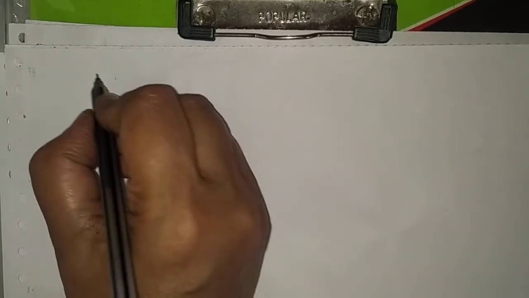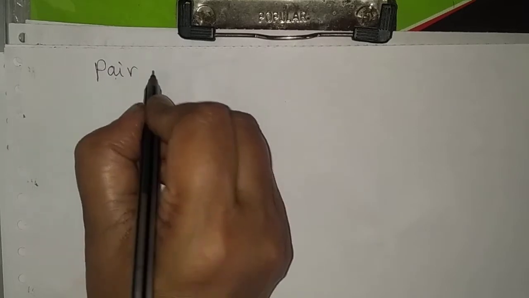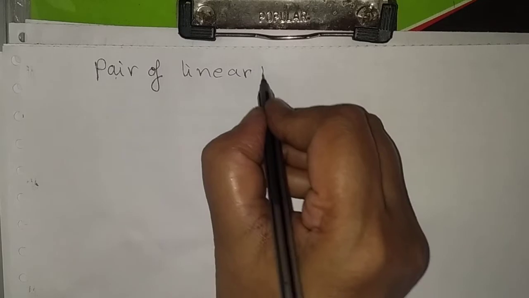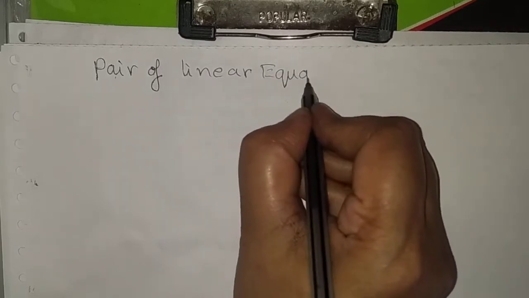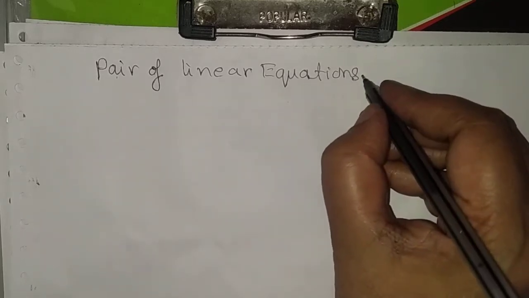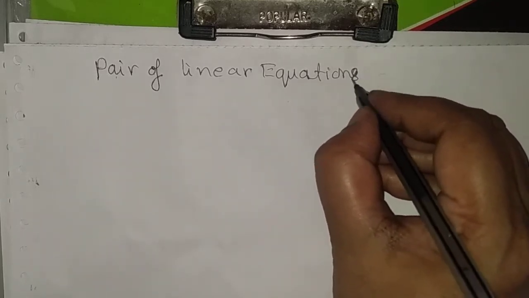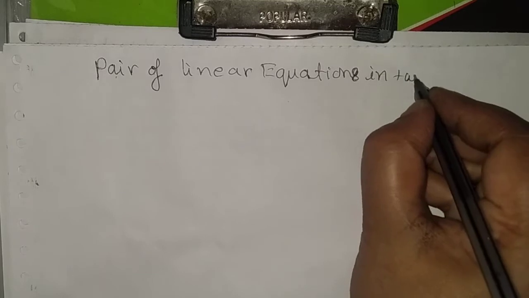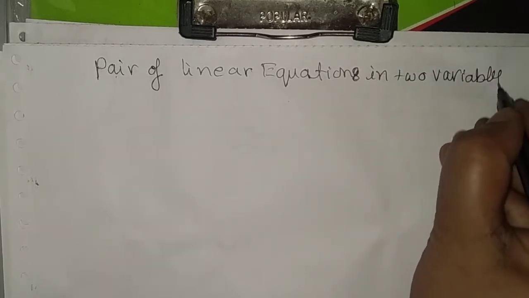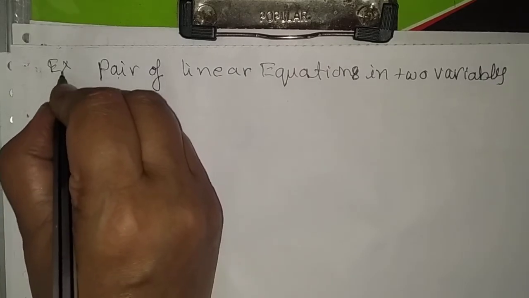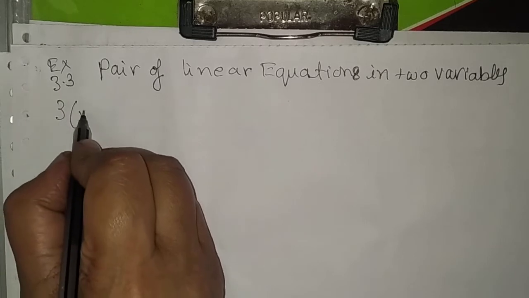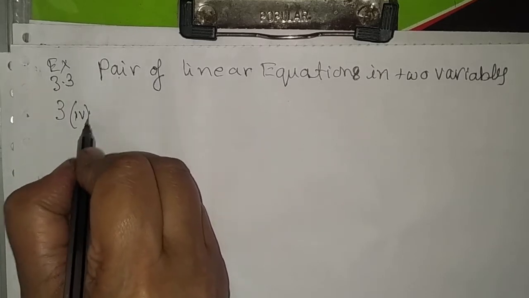Therefore from this one, that is a pair of linear equations in two variables. So this is Exercise 3.3, and the problem we are solving is the third one, that is the fourth sub problem.